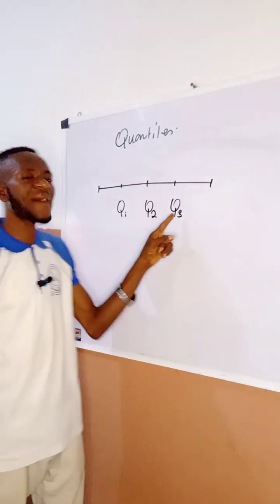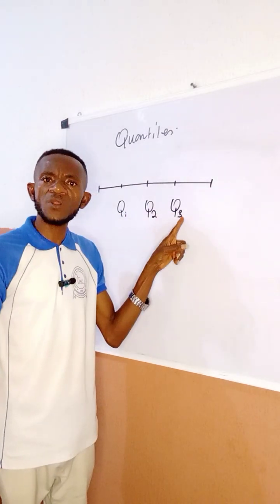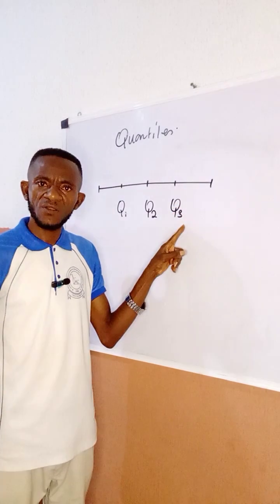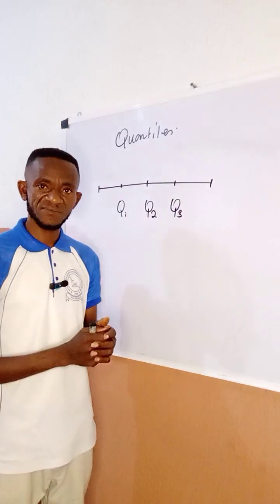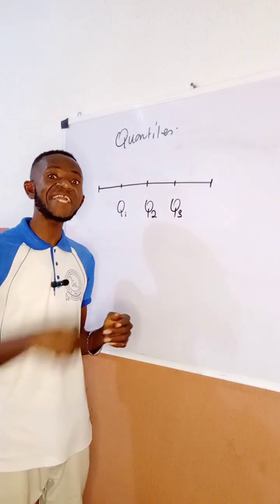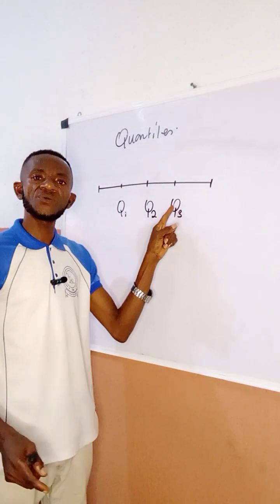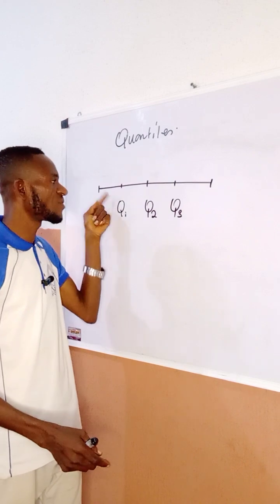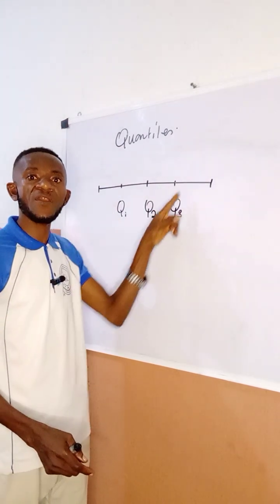But when we talk about the third quartile, which is the third fourth, 3/4 of the distribution or of the data set lie above Q3. This one, 1/4 lies below. This one, 3/4 lies what?